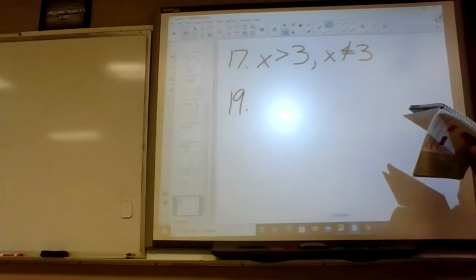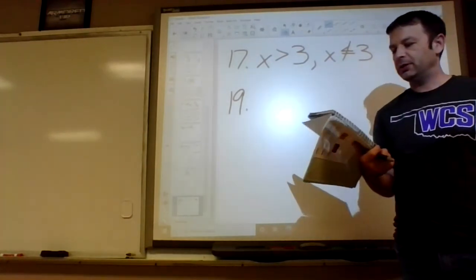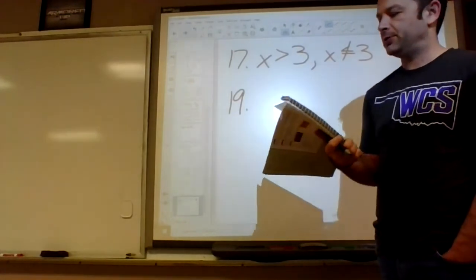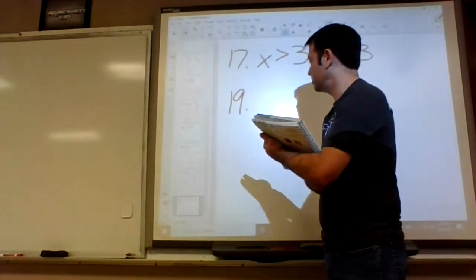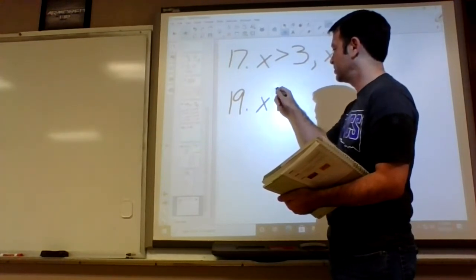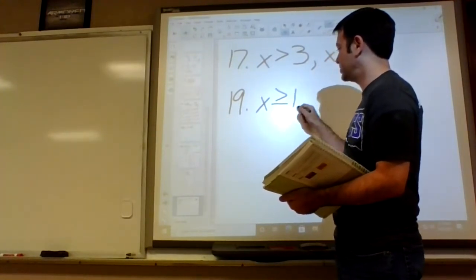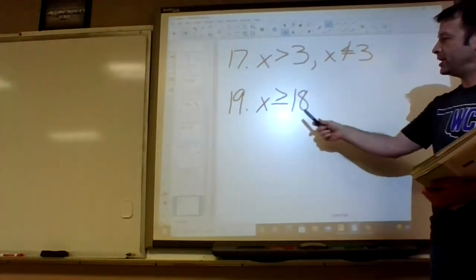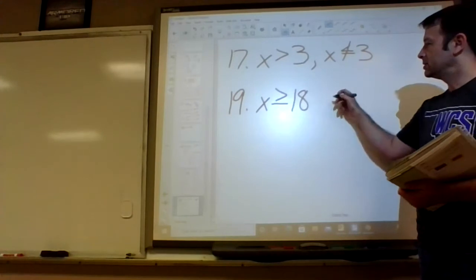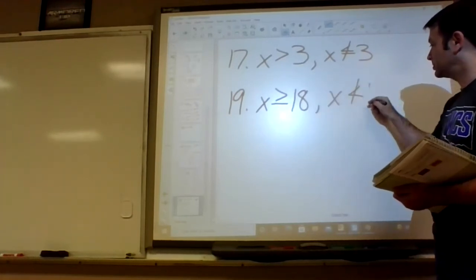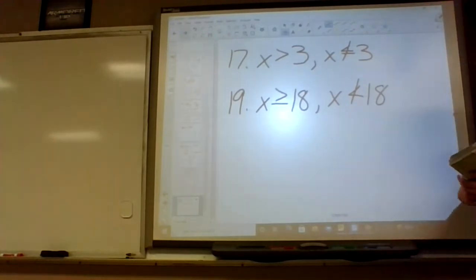Does 19 include the number 18? Yes. And we want all the numbers that are 18 or above. So how would I write that? X is greater than or equal to 18. All the numbers greater than or equal to 18. What's the opposite of greater than or equal to? Less than. X is not less than 18.